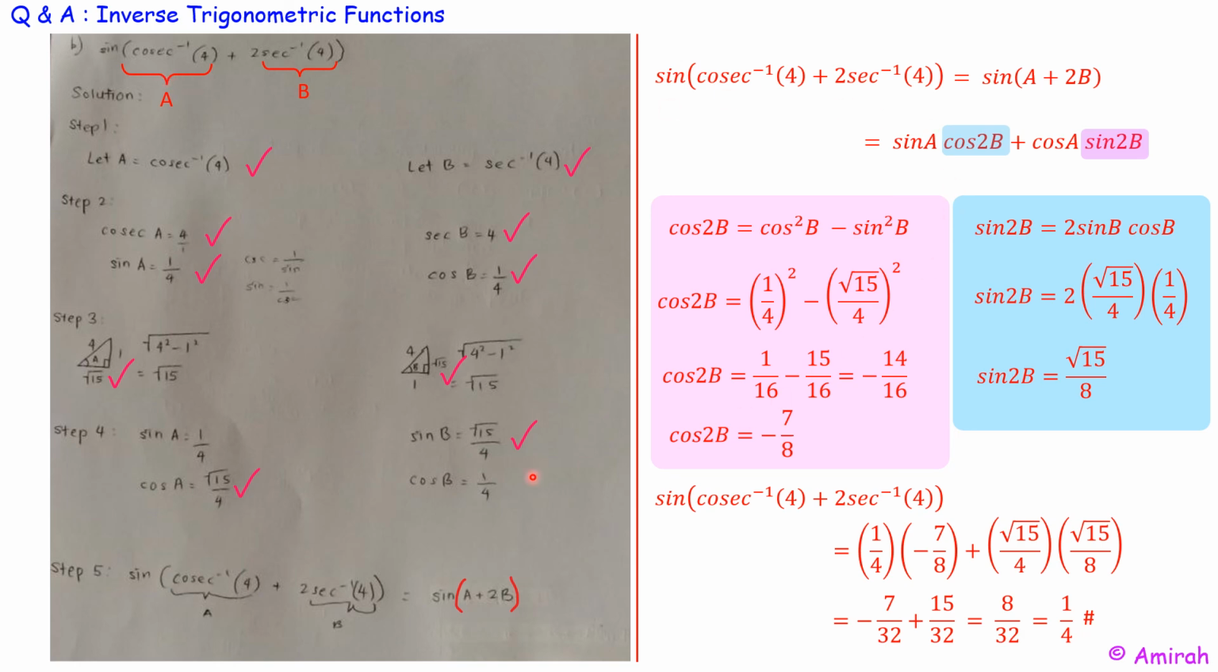So here are the complete solutions for sin of inverse cosec 4 plus 2 inverse sec 4. Okay, the final answer equals 1 over 4. Right? This is the complete solution. Right? Got it?